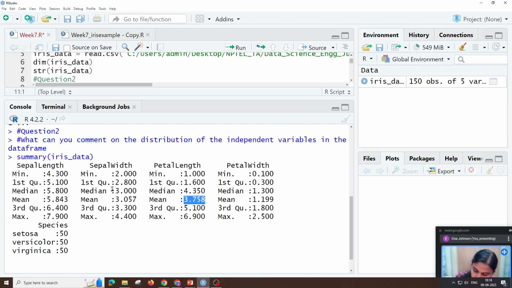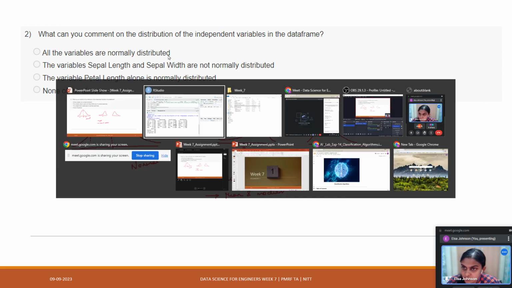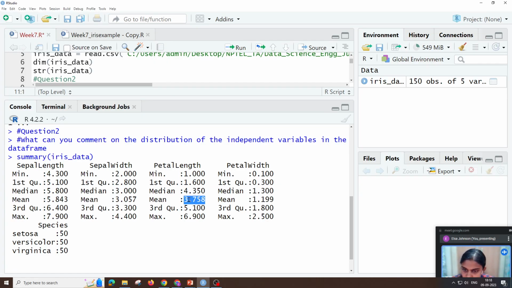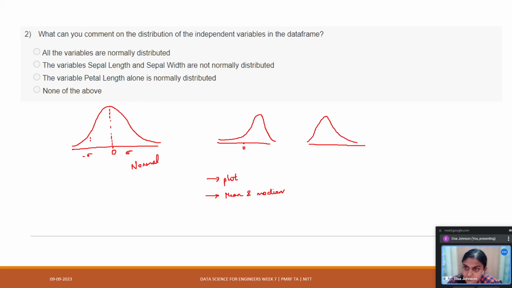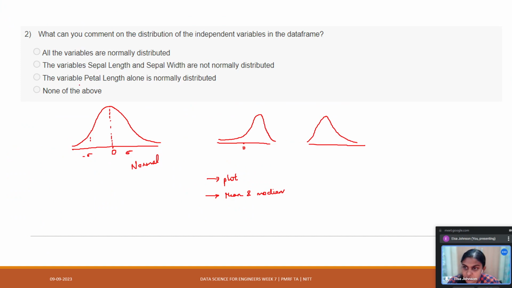In your options what was given was all variables are normally distributed, so that won't be right, because one of your variables is showing a great difference. Then the variables sepal length and sepal width are not normally distributed, but you can see they are normally distributed, so that is true. The variable petal length alone is normally distributed, that also is not true. So for this question the answer will be none of the above. All right, okay, I hope this is clear till now.